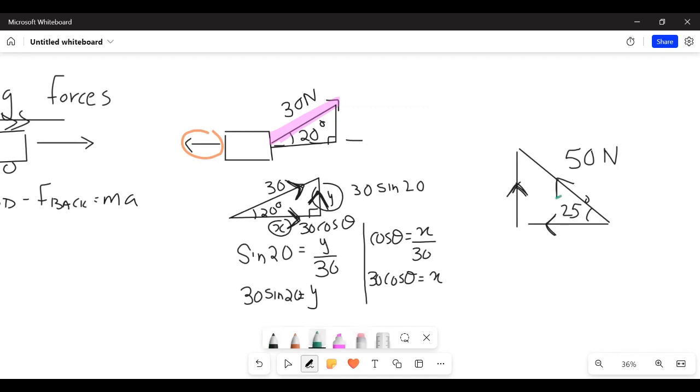Now, what did we learn? That the component opposite to the theta is the sine component. So the hypotenuse stays the same. This is 50. So you write 50 sine 25. And this will be 50 cos 25. Okay. Any questions so far?